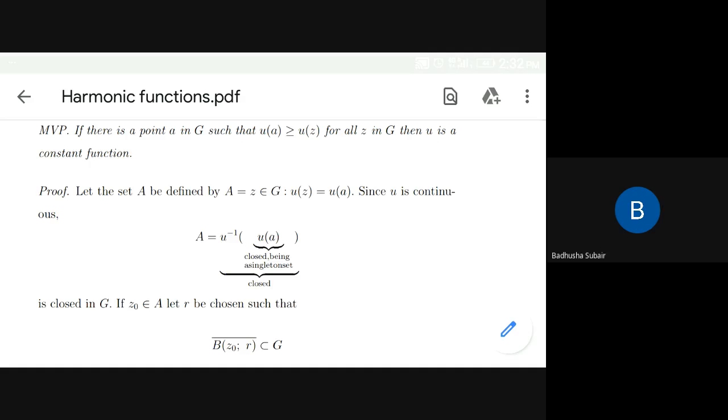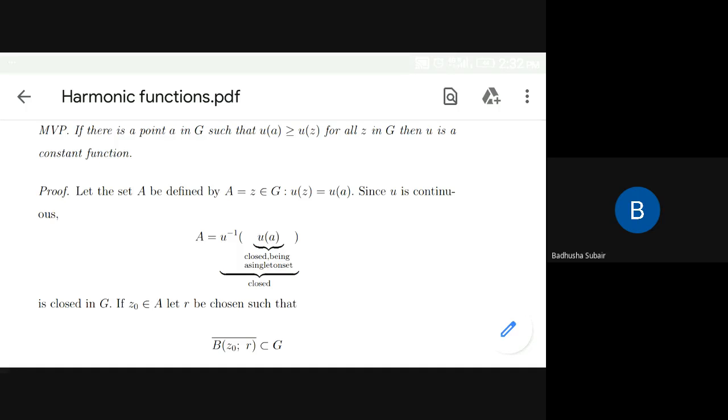Okay, so by using the definition of continuity, we know for an open set, its inverse image is open, and for a closed set, its inverse image is closed. Therefore, U inverse of {U of A} is equal to the set of all Z such that U of Z equals U of A, which is equal to A. Therefore, we get that A is closed.